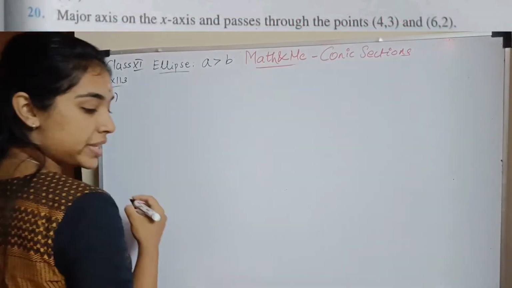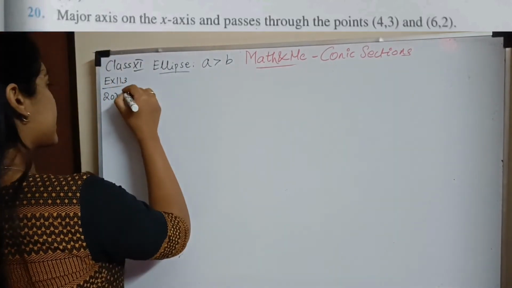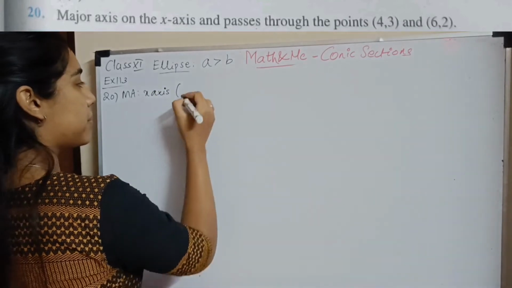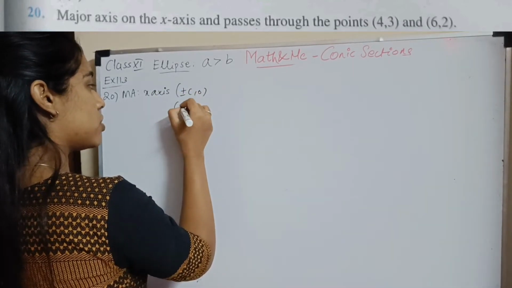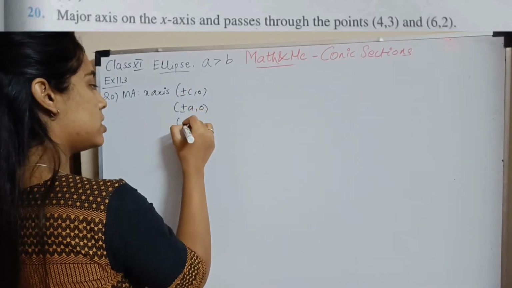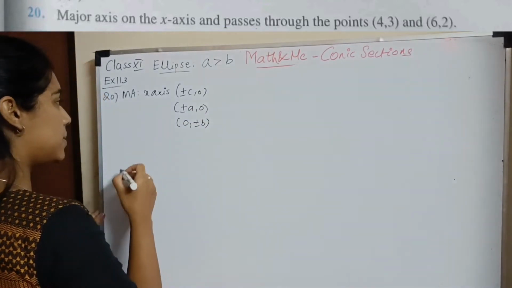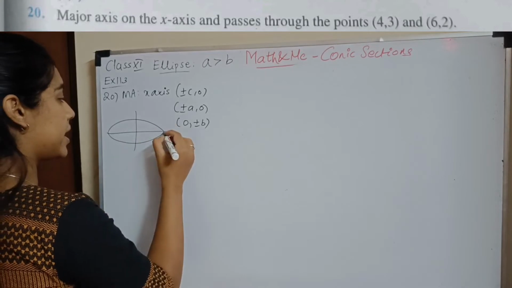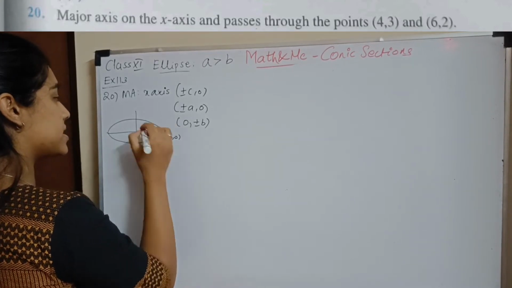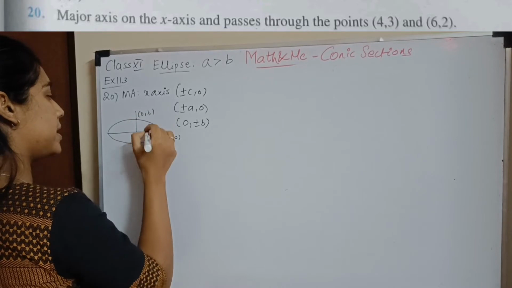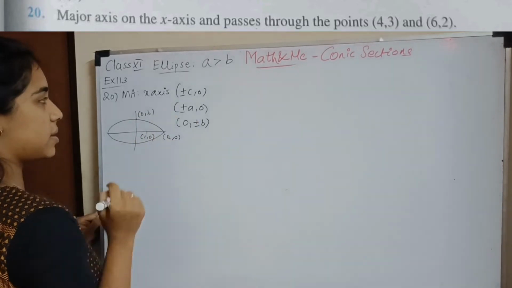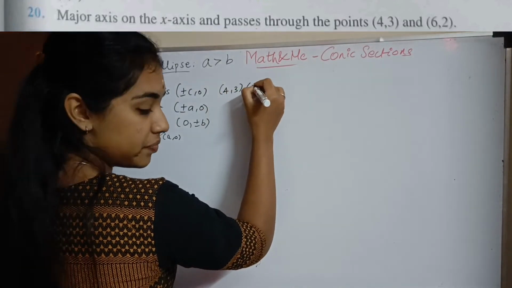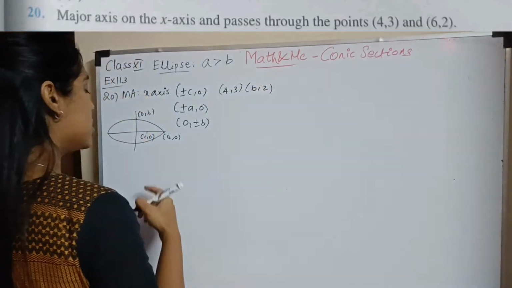Question number 20. Major axis is on the x axis. So where will my foci be? It will be plus or minus c comma 0. So plus or minus a comma 0, 0 comma plus or minus b. So how will the ellipse look? Major axis is along the x axis, so it will be like this. I have a comma 0, 0 comma b, c comma 0, so these are my points. What else is given? They pass through the point 4 comma 3 and 6 comma 2.